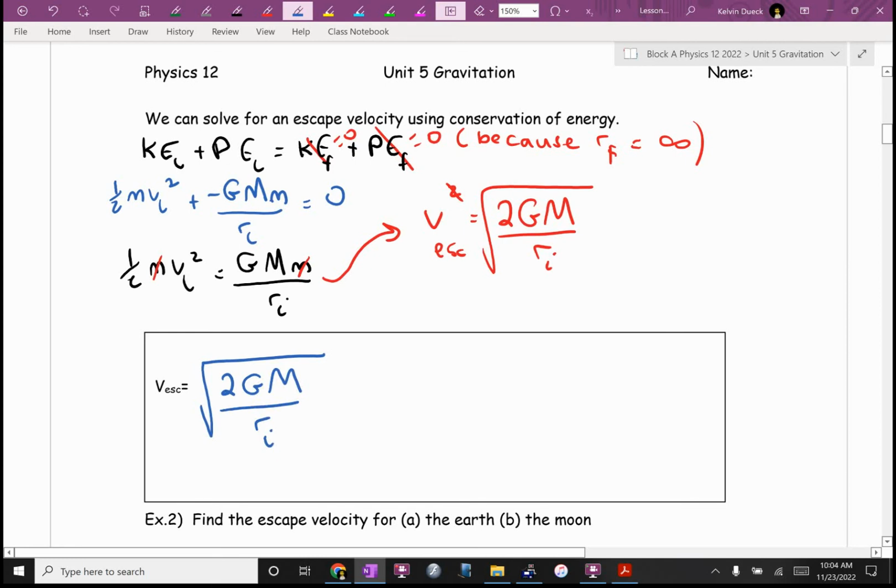Usually R initial is the surface of the planet that you're leaving. Or if you're in outer space, how far you are from the center of the planet that you're taking off from.